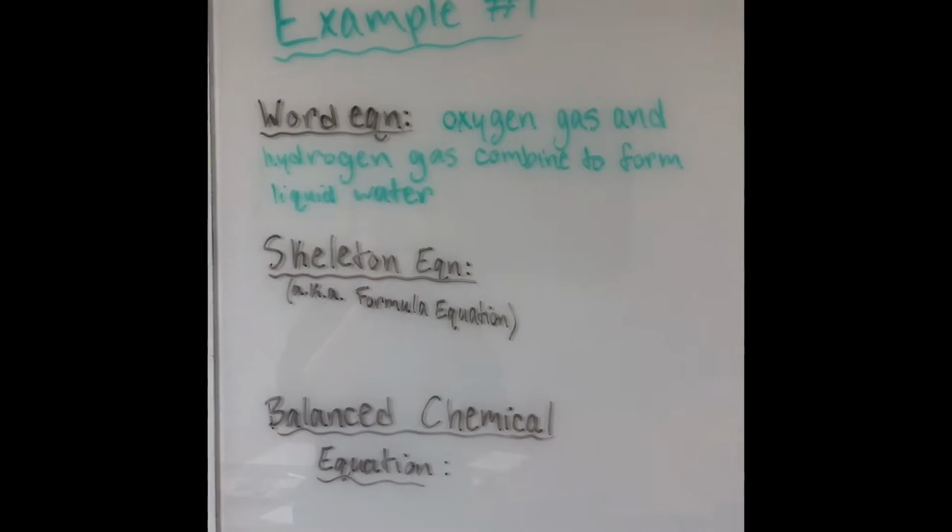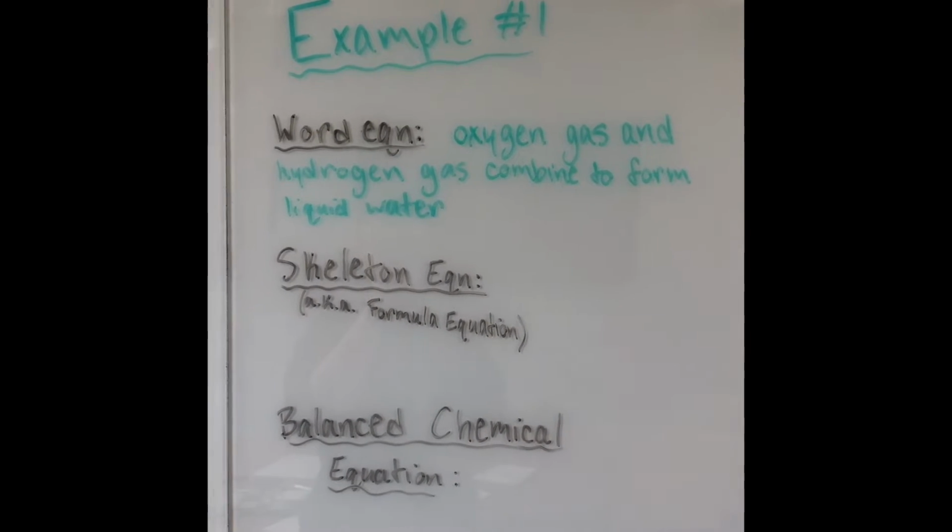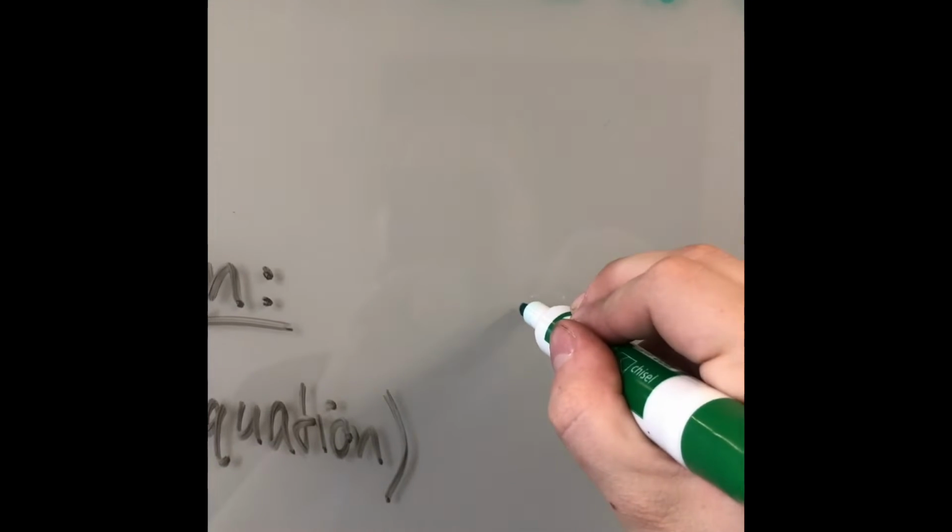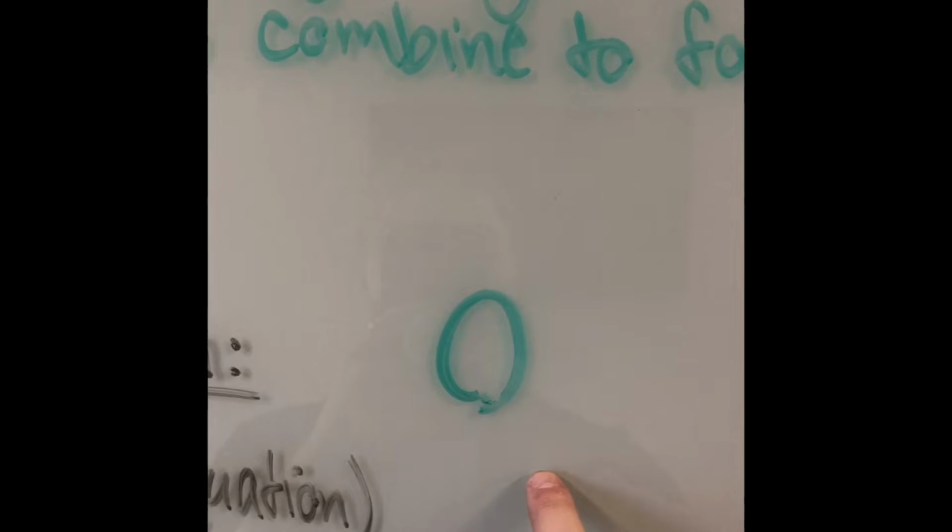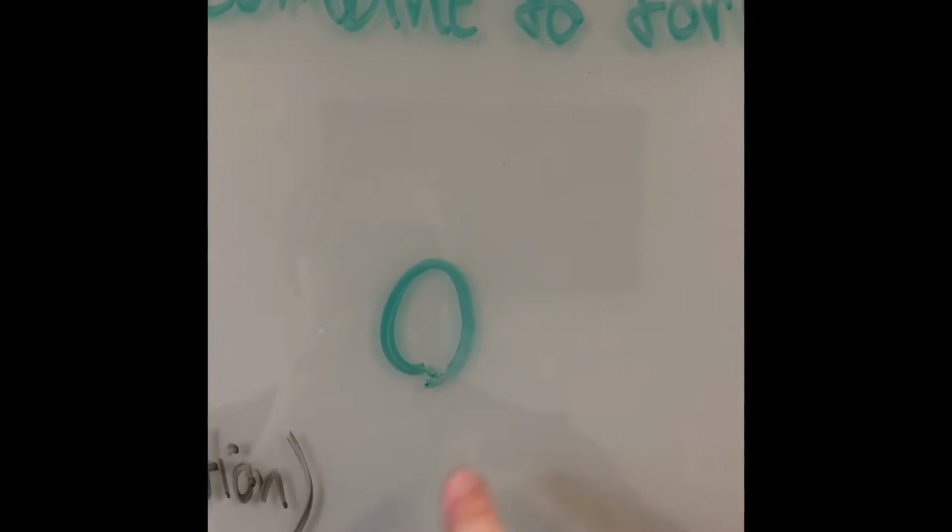Alright, so here we have oxygen gas and hydrogen gas combined to form liquid water. So we're going to try out writing a skeleton equation. First, we have oxygen gas. Oxygen gas, O is for oxygen, and we know that oxygen is one of the Hunkelbrief elements. If you don't know what that means, ask Mr.